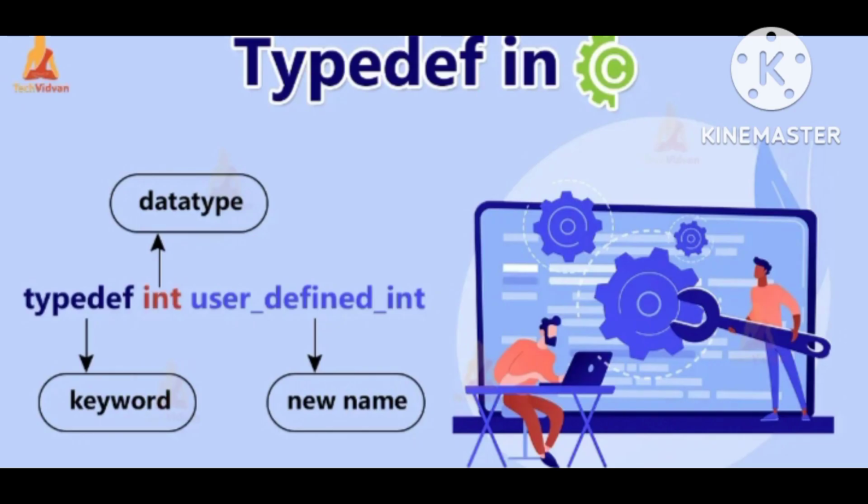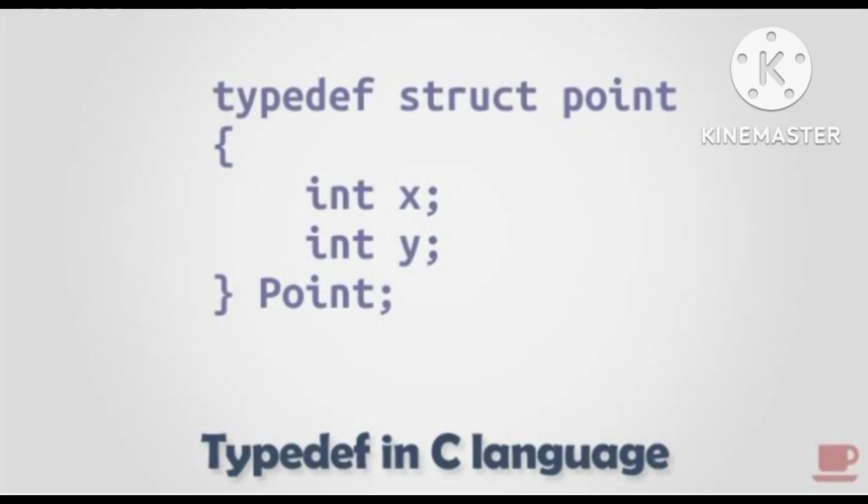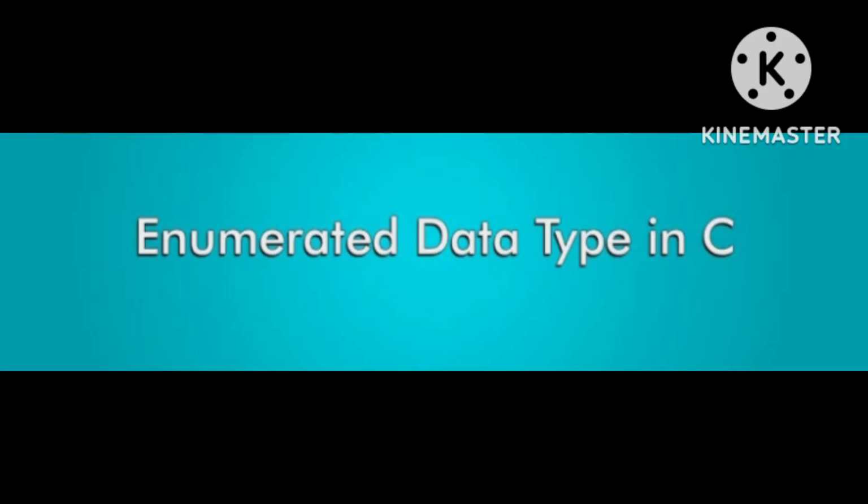And the next one is type definition in C. What is type definition? It is a user defined data type used to name a new data type with an existing data type. The syntax of type definition is typedef existing_data_type new_data_type, and this is the example of typedef.